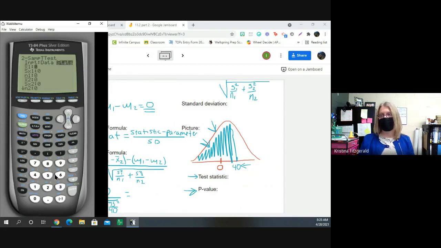So group 1, we had an average of 225, standard deviation of 100, sample size of 30, and this is your sample size. And then we have to plug the second one in, so 265, I hope it's right, 265, 75, and then a sample size of 40.